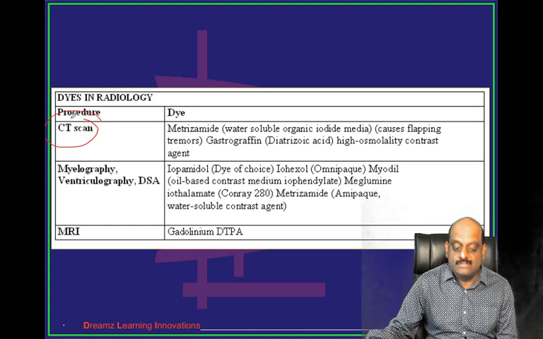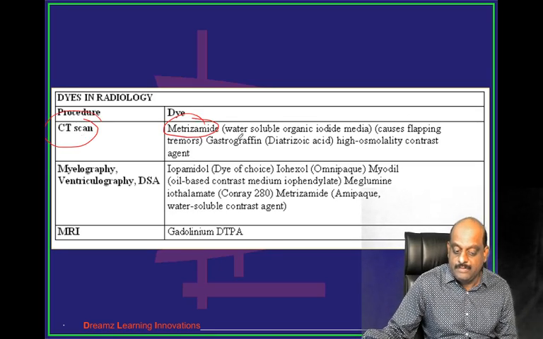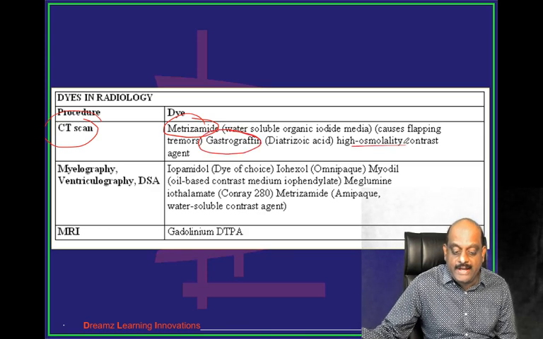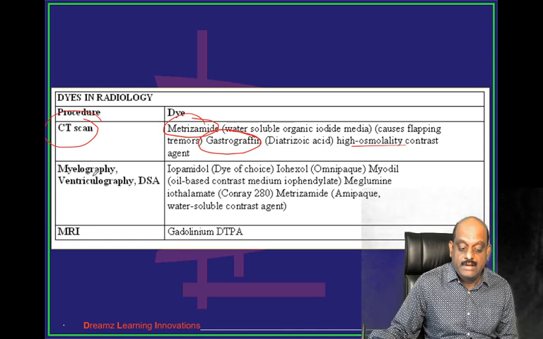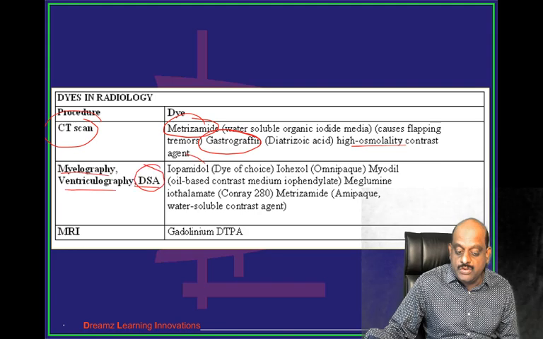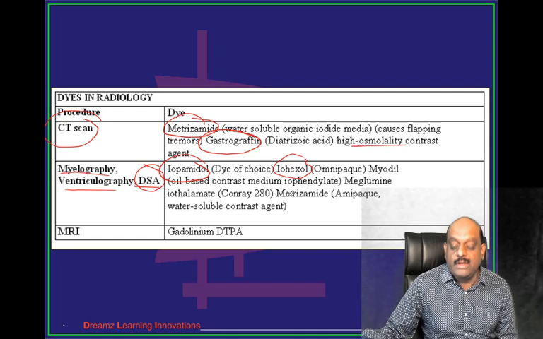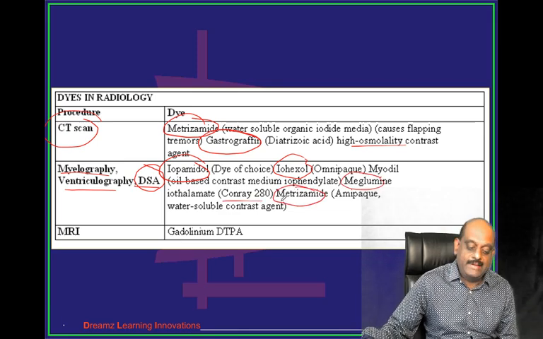Metrizamide, which is a water soluble organic iodide media. Gastrografin, which is a high osmolarity contrast agent. Then myelography, ventriculography, and digital subtraction angiography, we use iopamidol, iohexol, meglumine, which is called Conray 280, and metrizamide. They are all used.